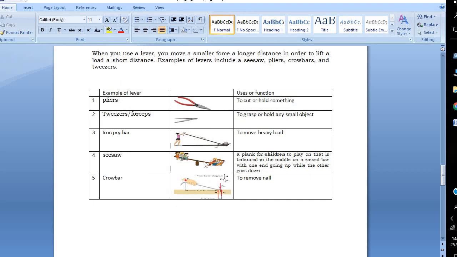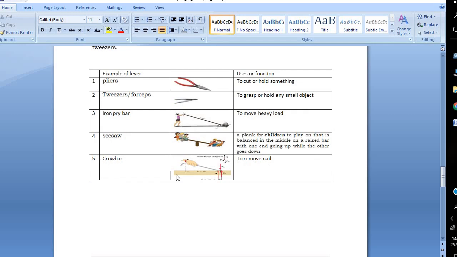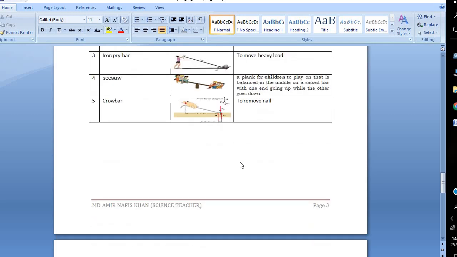Seesaw, you know these things. A plank for children to play on, balanced in the middle on a raised bar, with one end going up while the other goes down. And the crowbar is used to remove nails.